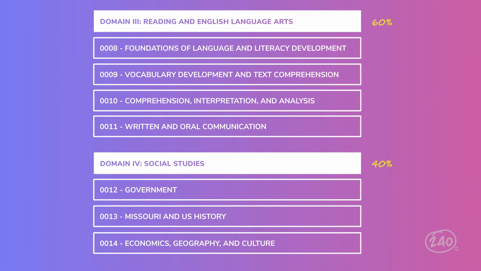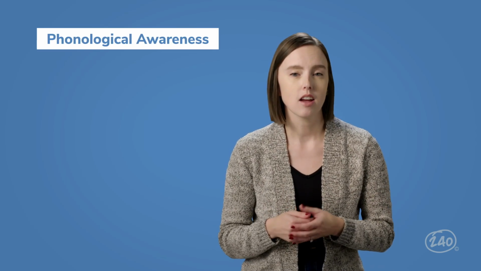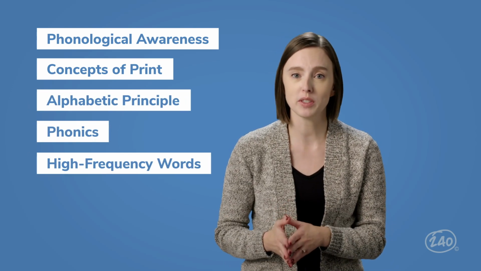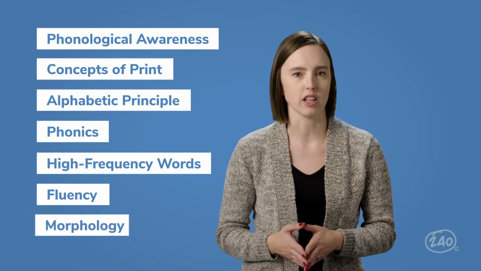Let's start with the bigger chunk of this subtest, the Reading and Language Arts domain. The first competency in this domain is Foundations of Language and Literacy Development. Now, this competency covers how young students build oral language skills, as well as literacy skills. What kind of literacy skills? I'm so glad you asked. I'm talking about things young students need to know to be able to read, such as phonological awareness, concepts of print, the alphabetic principle, phonics, high-frequency words, fluency, and morphology.